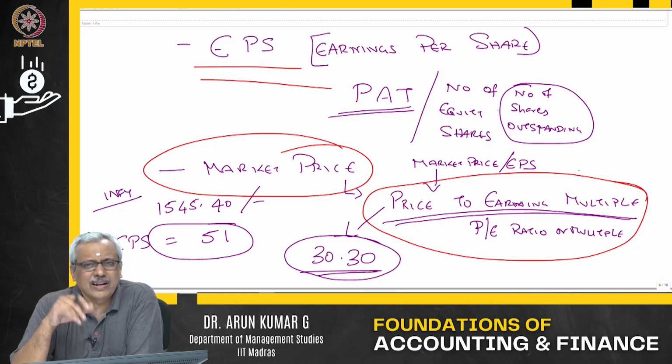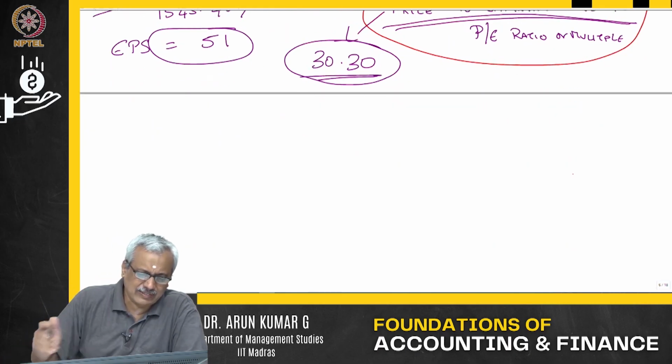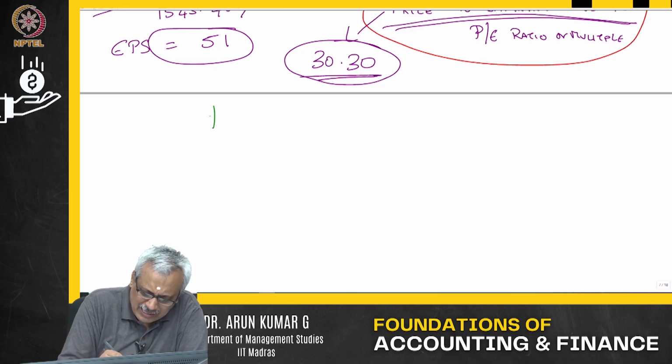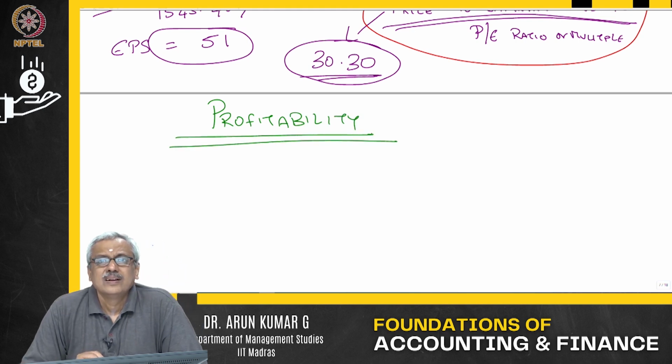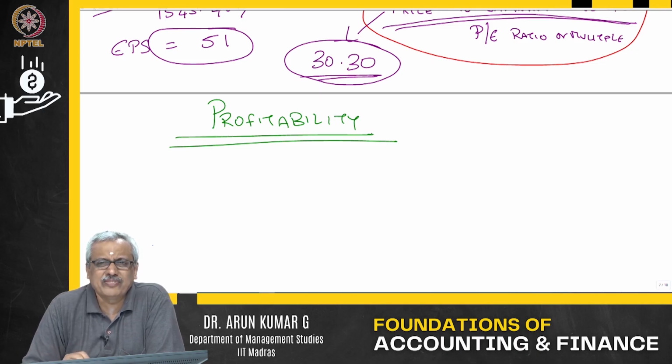Now, as a capital provider, are you interested only in this? Well, these are some of the aspects. Next, I am interested in the profitability of the business. Not only the equity shareholders and debt providers are interested in the profitability of the business, there are many other stakeholders who are interested in it.